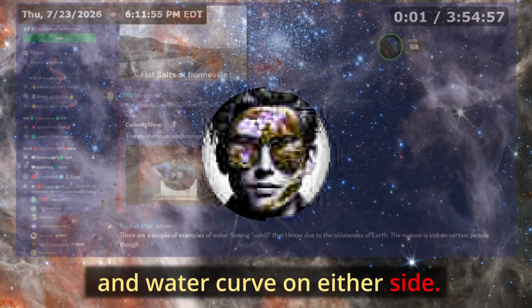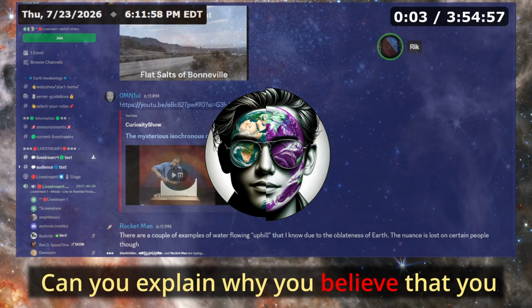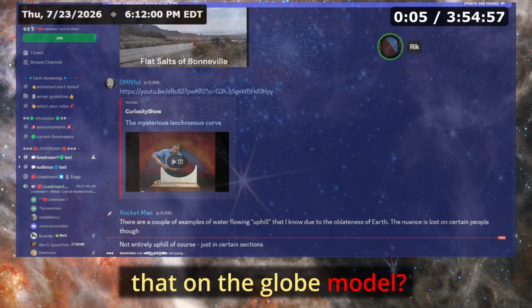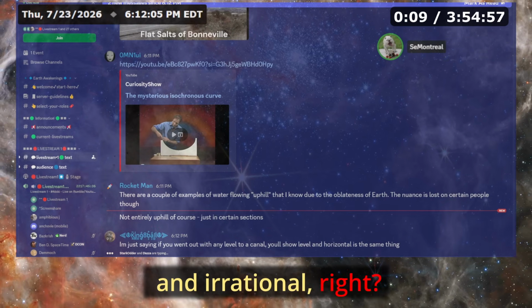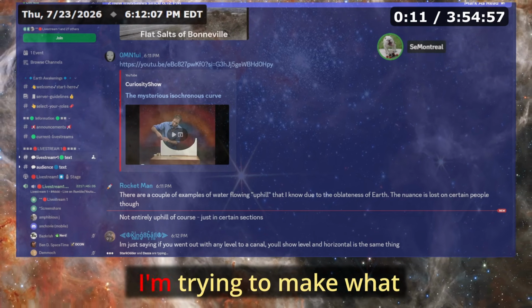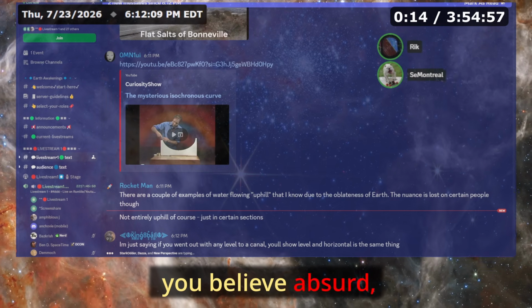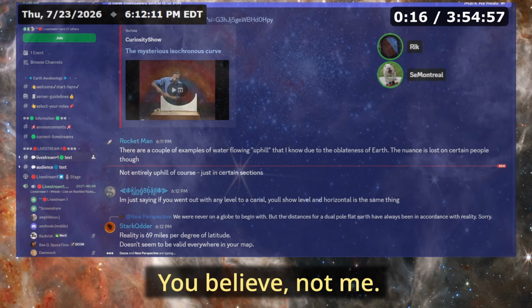Water curve on either side. Can you explain why you believe that you would be able to see that on the globe model? It's not what I believe. I think that's stupid and irrational, right? It's what you believe. I'm trying to make what you believe absurd, right? I know you are. Not me.